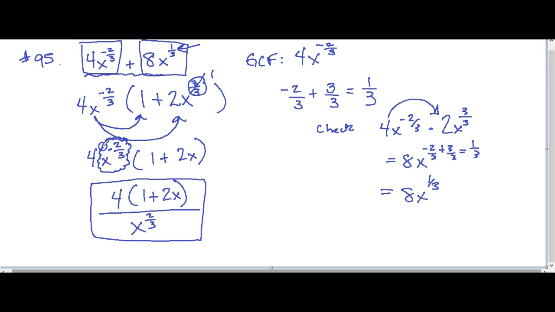So I did need to put this in the denominator and make the exponent positive, but everything else stays on top for that answer. So that's number 95. Next up is number 97.